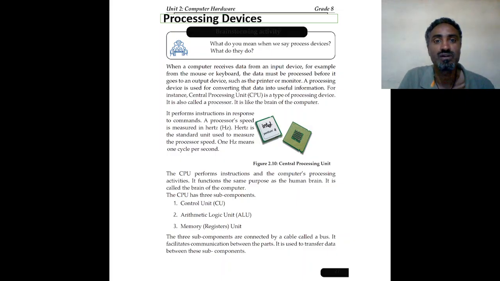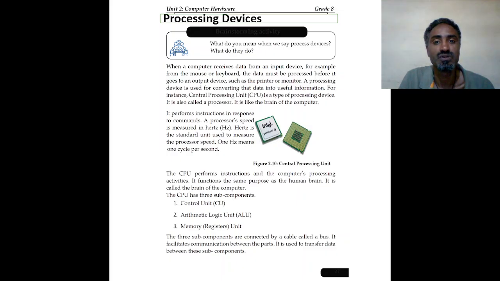For instance, a calculator performs calculation. How? There is software inside the computer system, and there is a device that helps in performing the calculation. This device is called the processing device, or CPU, the central processing unit.